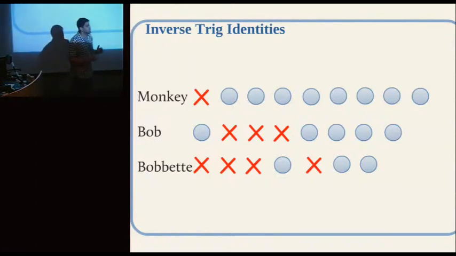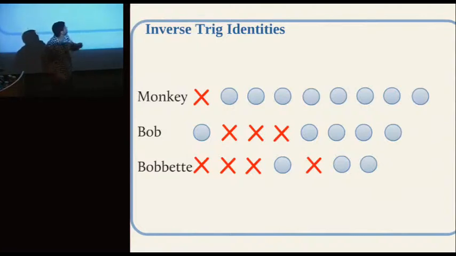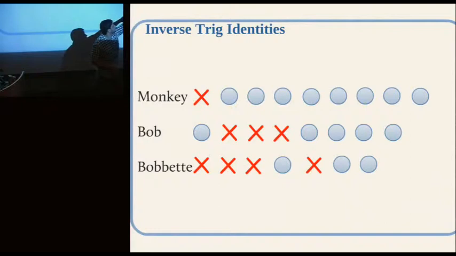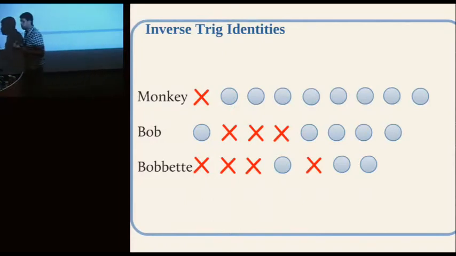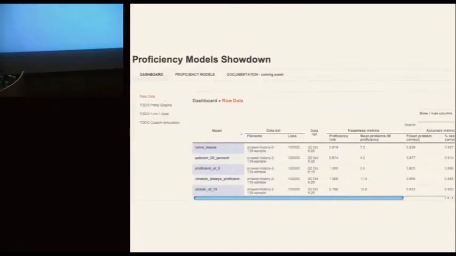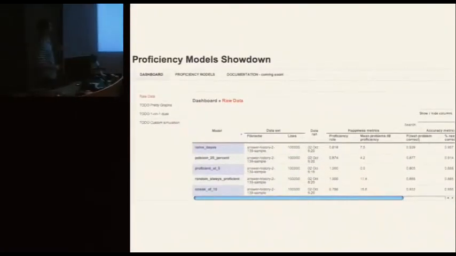It might not require 10 problems. Maybe Bob here, after these 4 correct problems, is now proficient. Maybe Monkey's proficient after that one. Maybe, well, Bobette's probably not proficient, but maybe in some algorithm it thinks that Bobette is proficient. And the whole point is that we need to be able to test these algorithms and take advantage of all of our historical data. So we've got another intern right now building this thing called the Proficiency Models Showdown.